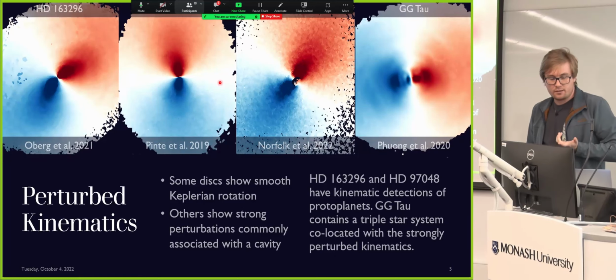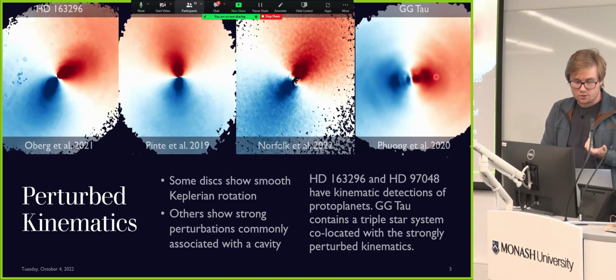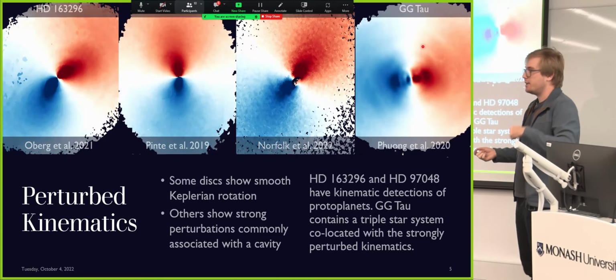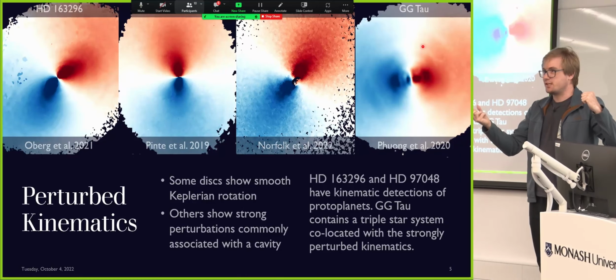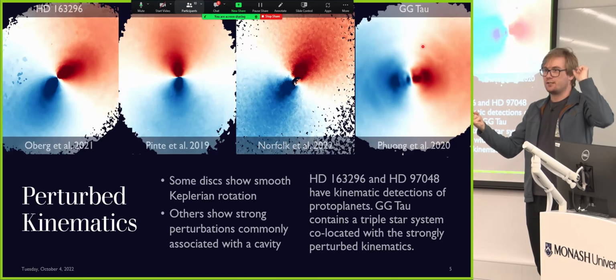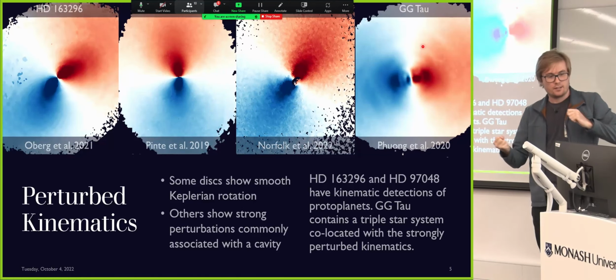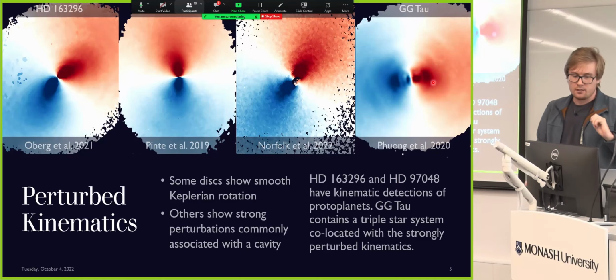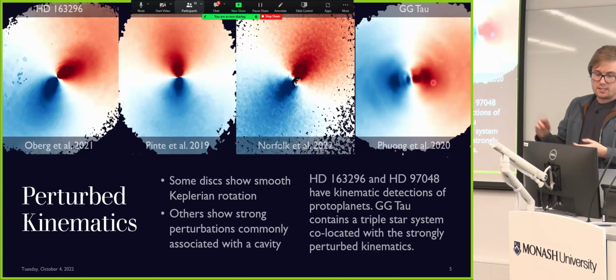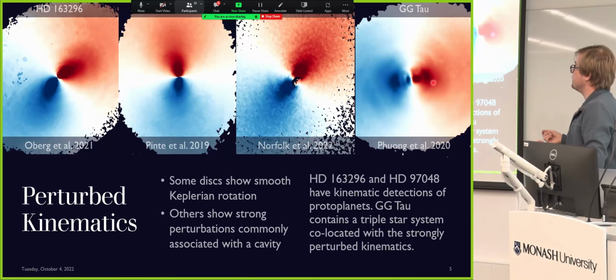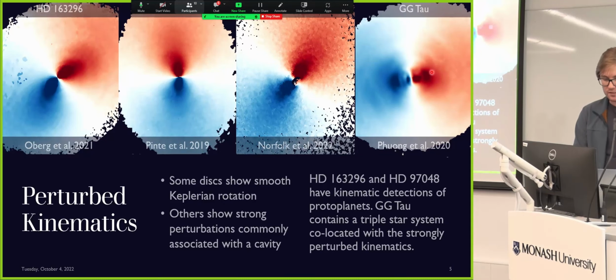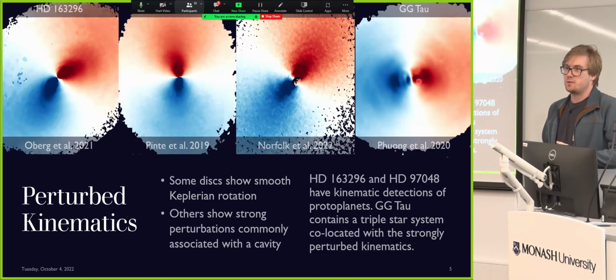We have other examples like HD 100546 and strikingly GG Tau. GG Tau is a quintuple system. It has a triple star system inside of a cavity, and it has another binary orbiting around it. And here is only the triple. The exterior binary is somewhere down here. But you can see pretty clearly that the kinematics of GG Tau are very different to HD 163, where there's strong perturbations across this inner cavity on the order of several kilometers per second.